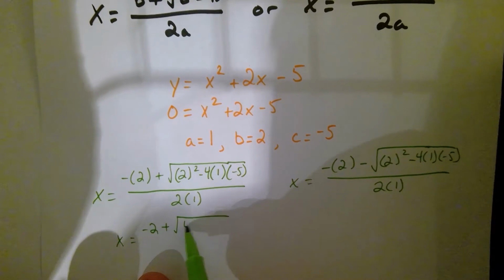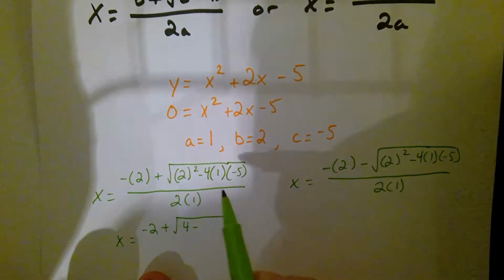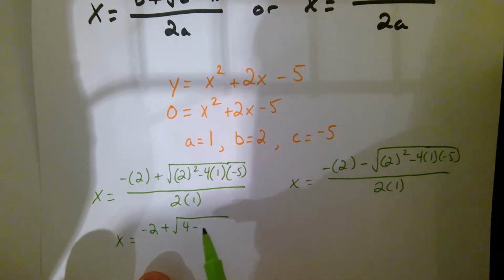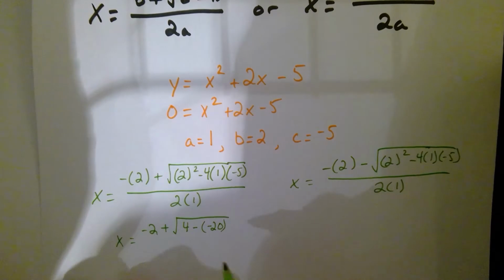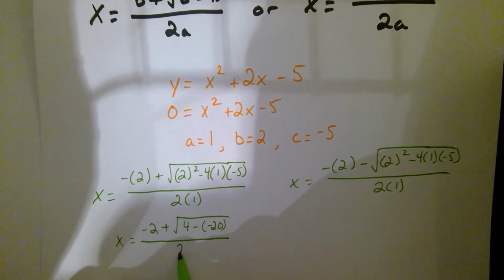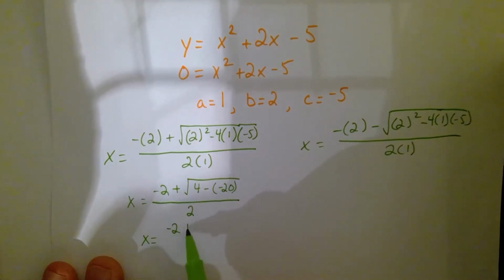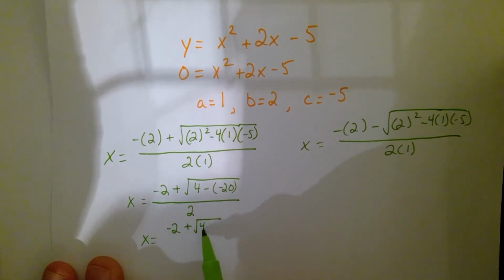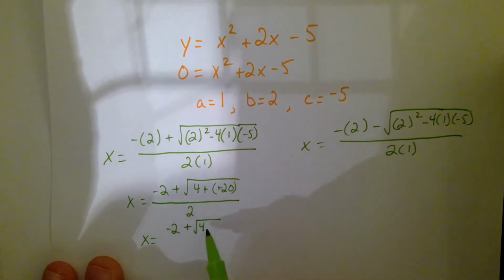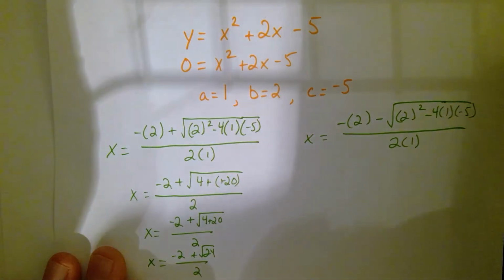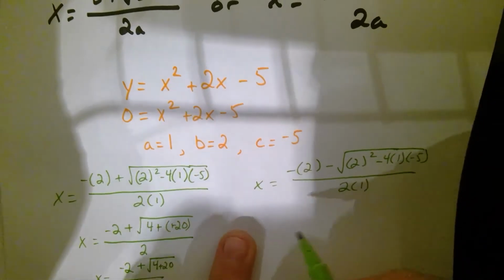So we have 4 minus, now 4 times 1 is 4. 4 times negative 5 is negative 20. Negative times negative, we'll keep it like so, negative 20, over 2. Okay, now I'm going to keep going. x equals negative 2 plus the square root of 4 plus 20, over 2. x equals negative 2 plus the square root of 24 over 2. That's one solution. Now we have our second solution.